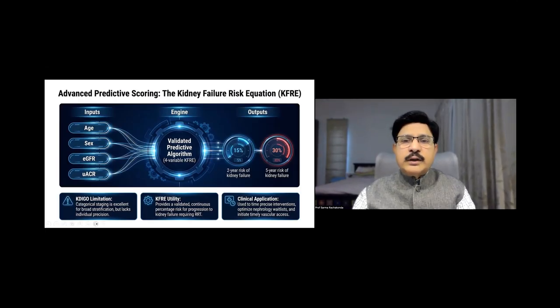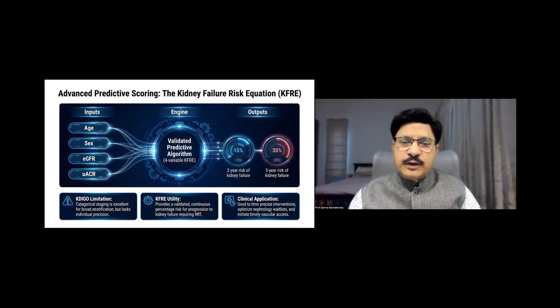Now, what is the kidney failure risk equation? KFRE. Every patient you see with kidney disease, you must get this risk. What are the inputs? What is the age of the patient? Gender, EGFR, urine albumin creatinine. You punch these numbers. A validated predictive algorithm of 4 variables is there. This is available in MedCalc. You just download the MedCalc app and punch these numbers like the age of the patient, gender, EGFR, and UACR.